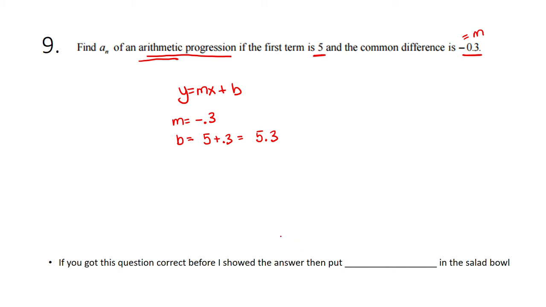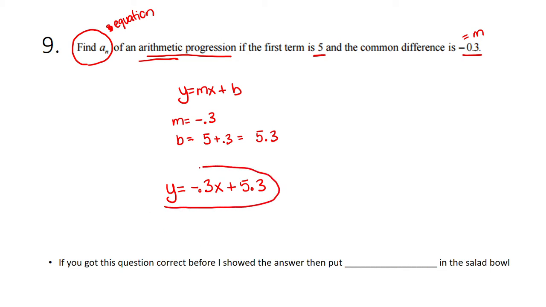Now, this question is asking to find a sub n. This is the same thing as saying the equation. So all we have to do is write our equation. So our equation in this case would be y equals negative 0.3x plus 5.3. They didn't ask us to find the sum. They didn't ask us to find the next number or a certain term in the sequence. So that is it. That's all they want.